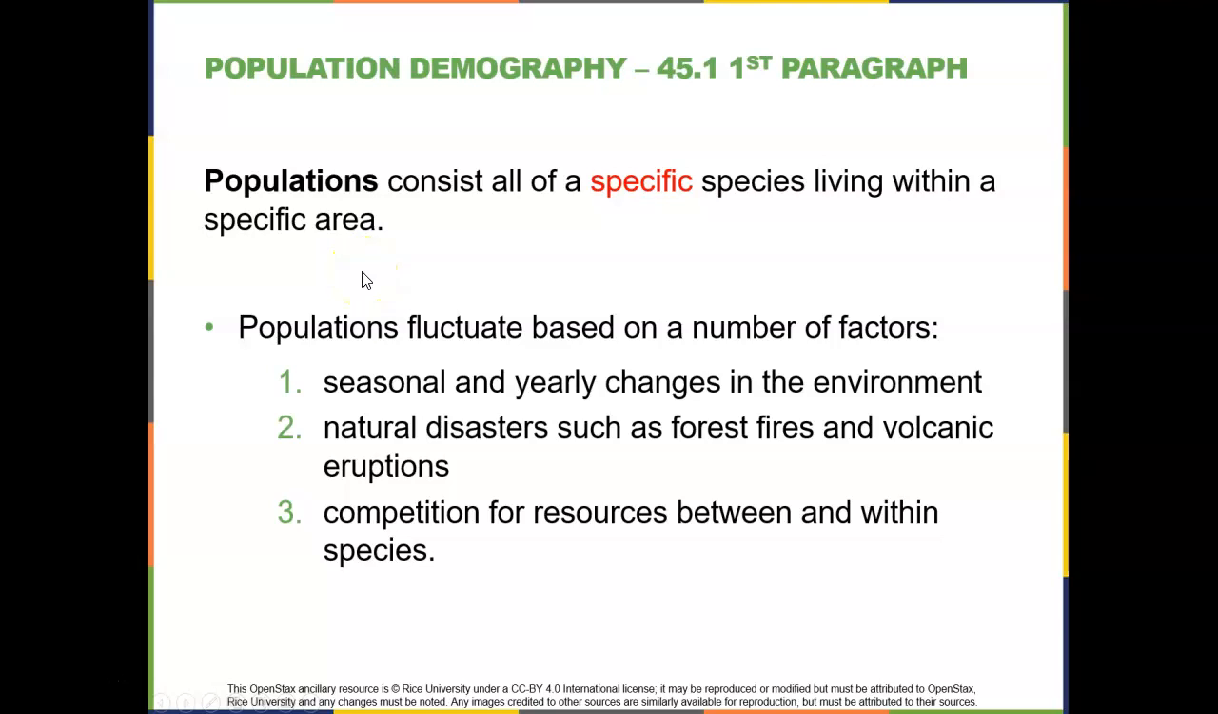Noting that it's natural for population numbers to change, to go up and down, but you don't want dramatic ups and downs. So population fluctuations can occur from a number of reasons. There can be seasonal or yearly changes in the environment, which naturally cause populations to go up and down. There could be natural disasters such as forest fires and volcanic eruptions, which cause changes in population numbers. Or there could be a change in the amount of resources, say the amount of food within a certain region, and that's going to affect the populations that live within that area.